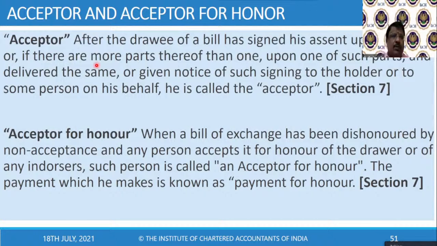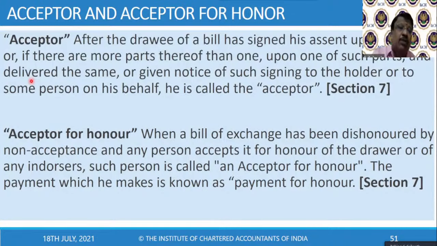Right. Suppose there are 10 bills in a set. See, I owe you 1 lakh. Instead of drawing a single paper, I draw 10 papers of 10,000 each. You sign one and you give it back to me. All are accepted. Okay. So, notice of signing is given to the holder. Ideally, he should sign on the bill itself, which will be better.